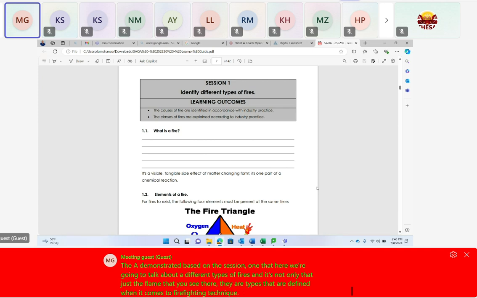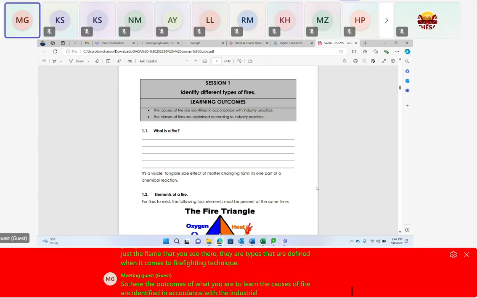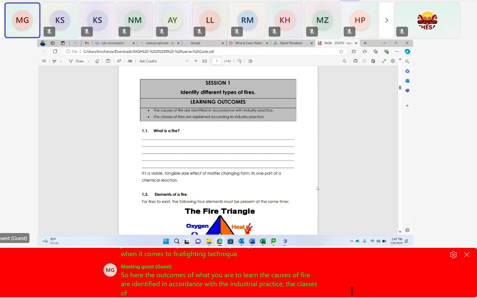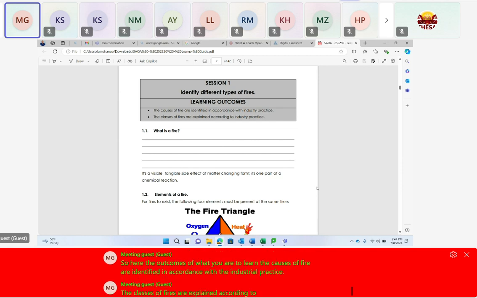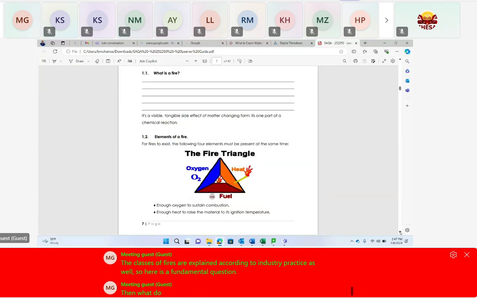So here the outcomes of what you are to learn. The causes of fire are identified in accordance with the industry practice. The classes of fires are explained according to industry practice as well. So here is a fundamental question then. What is a fire?